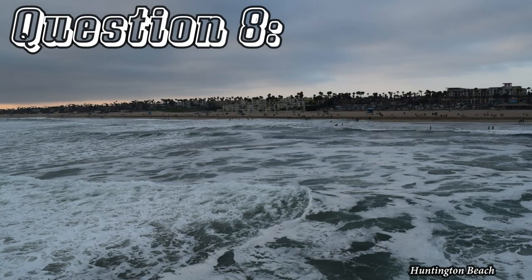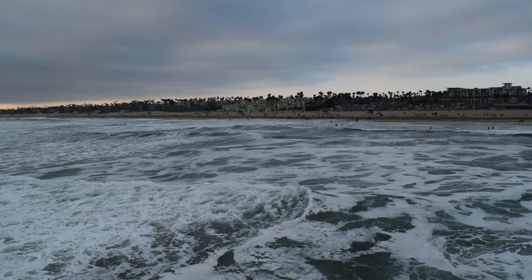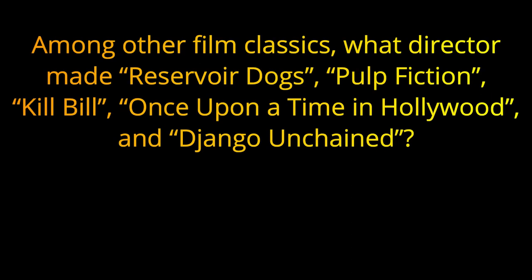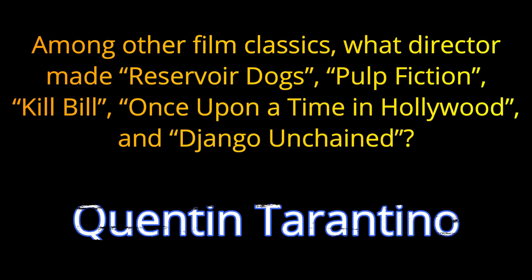Question number 8. Among other film classics, what director made Reservoir Dogs, Pulp Fiction, Kill Bill, Once Upon a Time in Hollywood, and Django Unchained? His name is Quentin Tarantino.